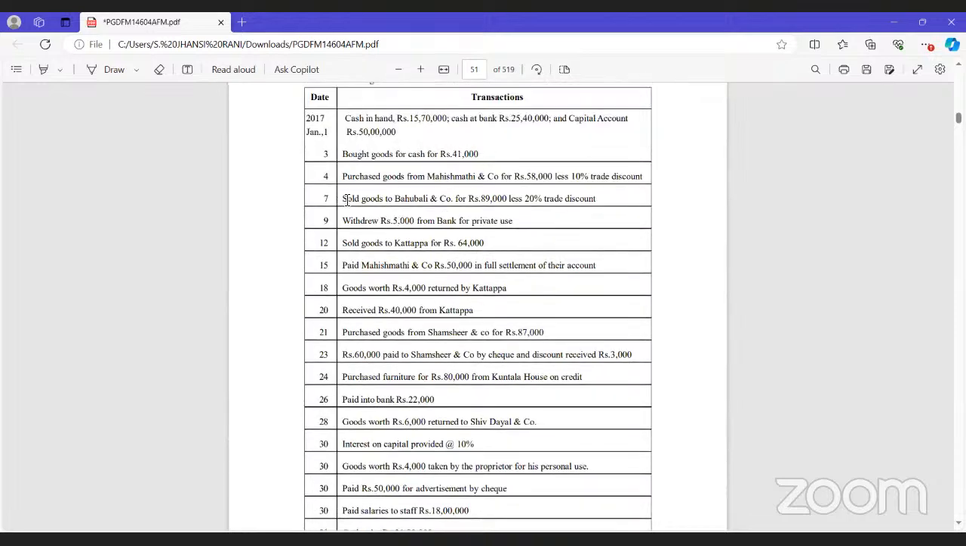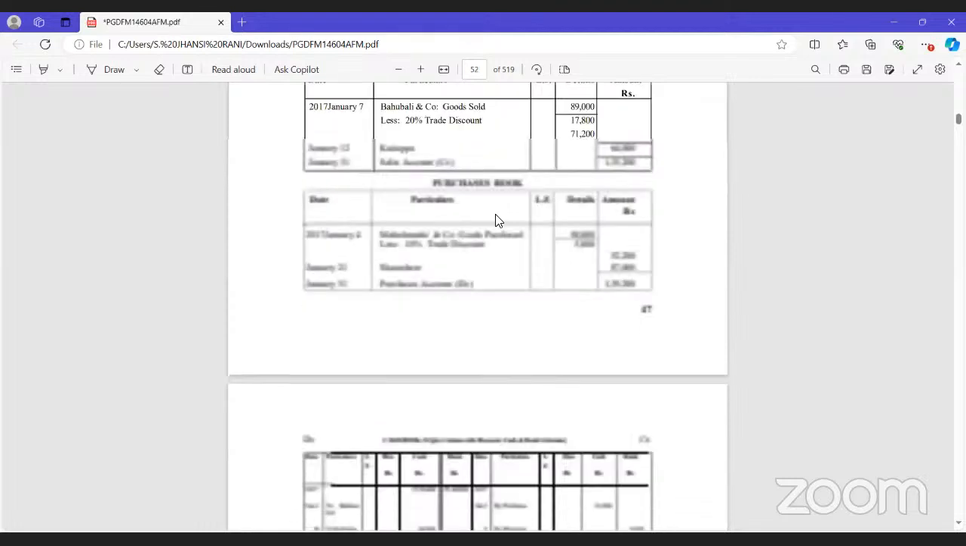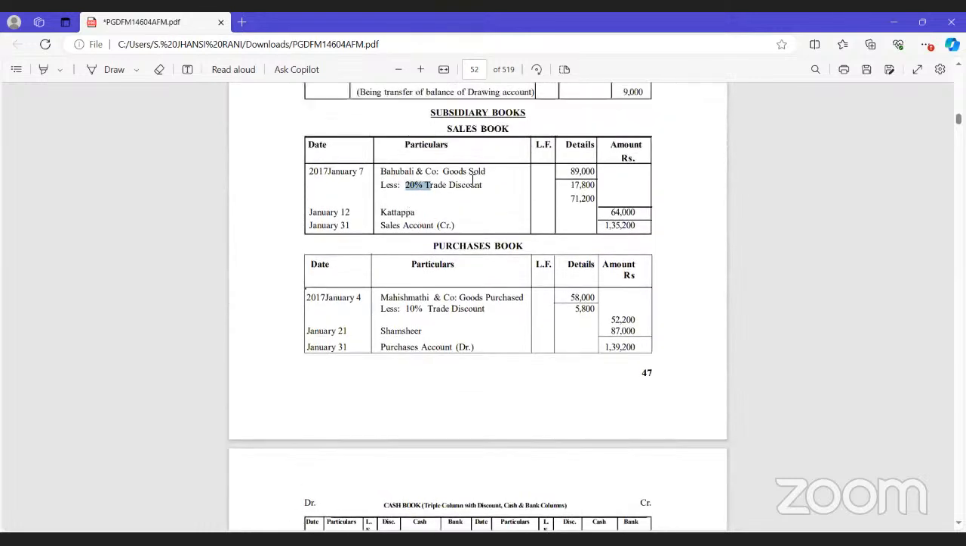Sold goods to Bahubali and company, rupees 89,000 less 20% discount. So we are selling goods to Bahubali and company. Again we write Bahubali and company 89,000, but we are giving a discount to the customer of 20%. So we write here 20% discount, that is 89,000 and 20%, 17,800. The difference would be 71,200. When you add these two, you'll get 1,35,000. This is our sales book. Like this, we prepare the sales book first.